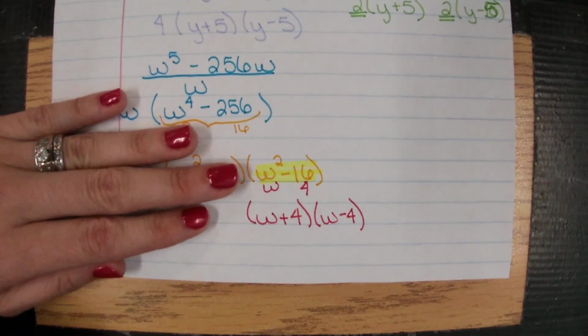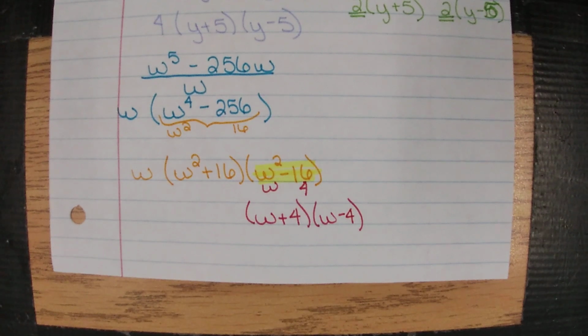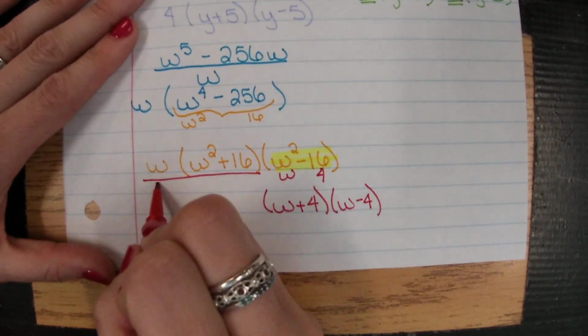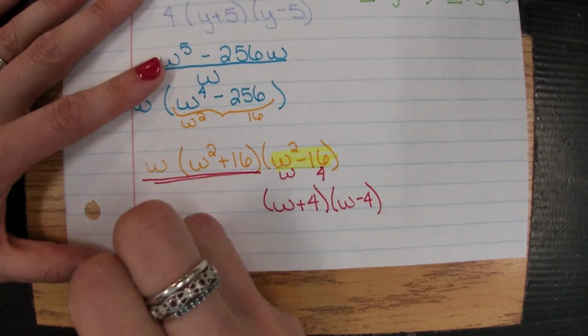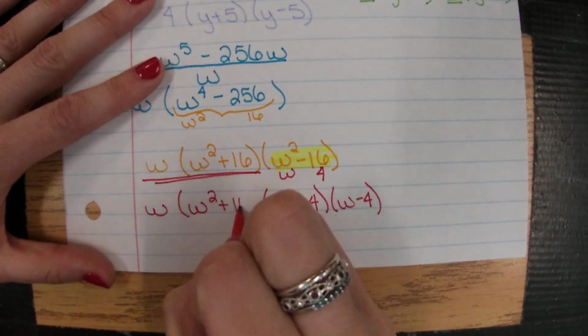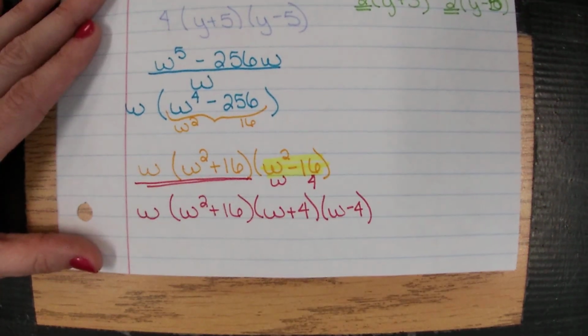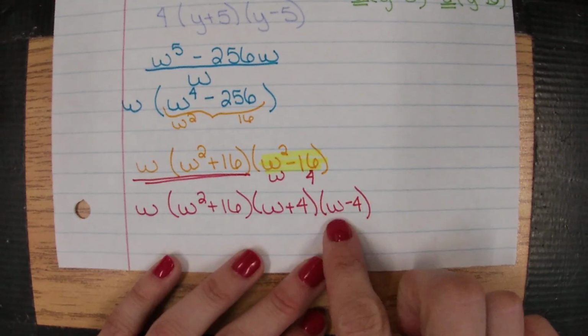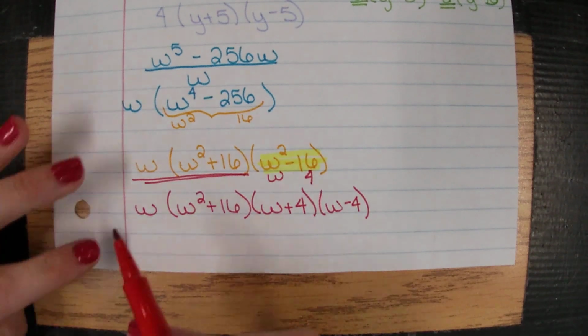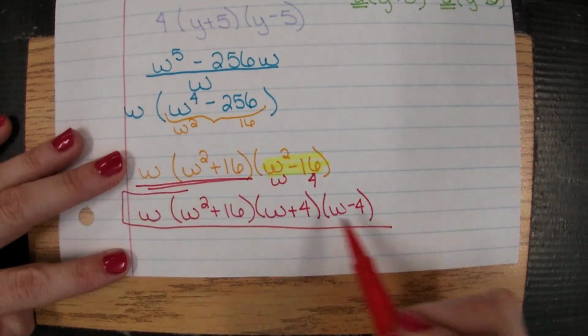Now, we need to include the other factors. So what is our final answer going to be for this one? We need to include all of this other stuff in it so that w gets included and that w squared plus 16. Okay, now you might be tempted to say, well, what about this w minus 4, right? It's not a w squared, so that cannot be factored. So this is our final answer.